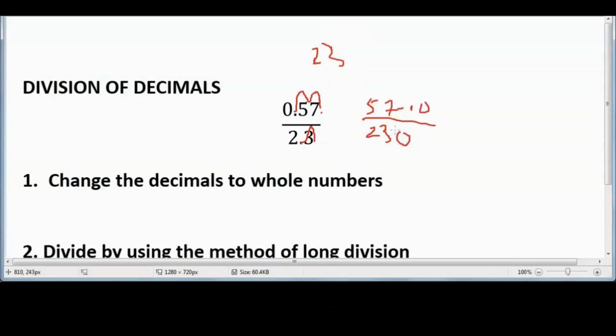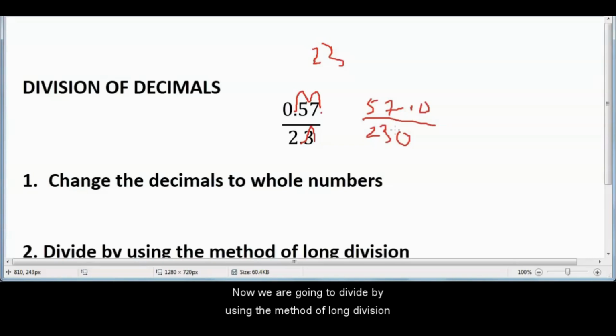Each of the figures has been multiplied by 100. You are shifting the decimal 2 places to the right because the figure with the highest number of decimal places is 0.57 and it has 2 decimal places. So we now have 57 over 230 instead of 0.57 over 2.3.